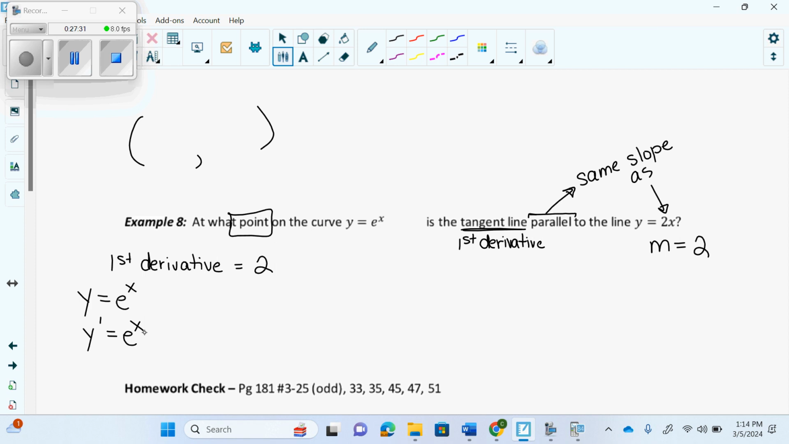Okay? We're going to bring back some 30-1 logs and exponents here. So we need to make the first derivative equal to 2, correct? So we're going to have e to the x equals 2. Remember, e is not a variable. e is a number, and the number is 2.71828, blah, blah, blah, right?